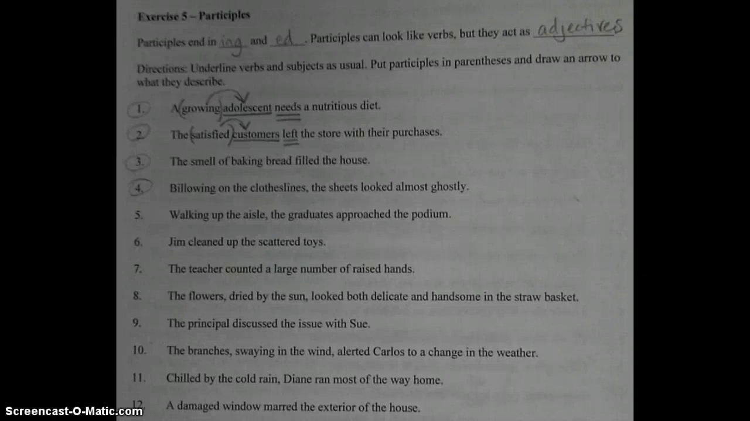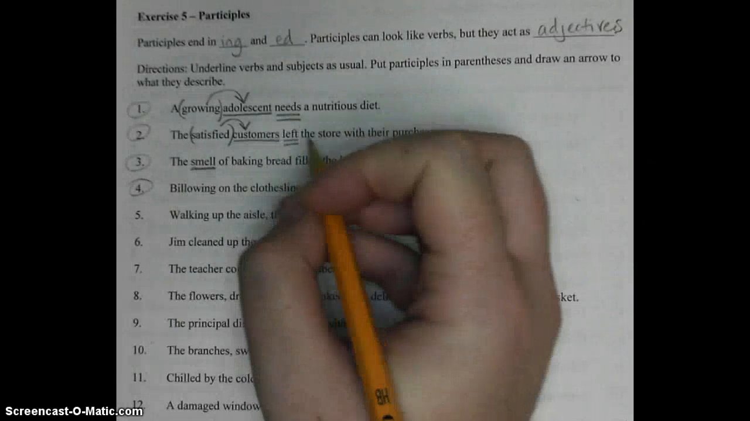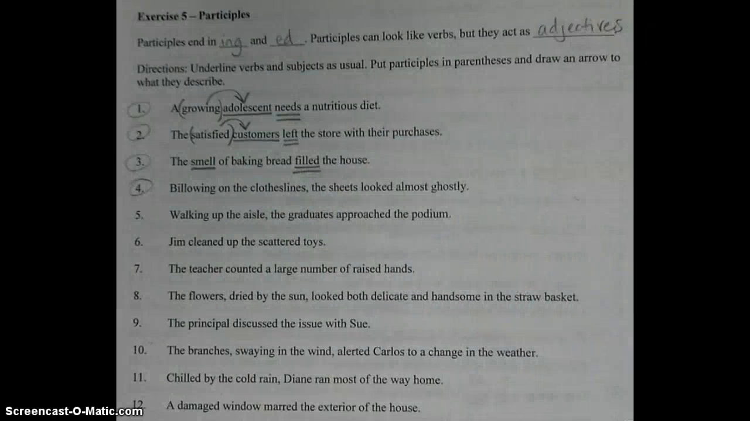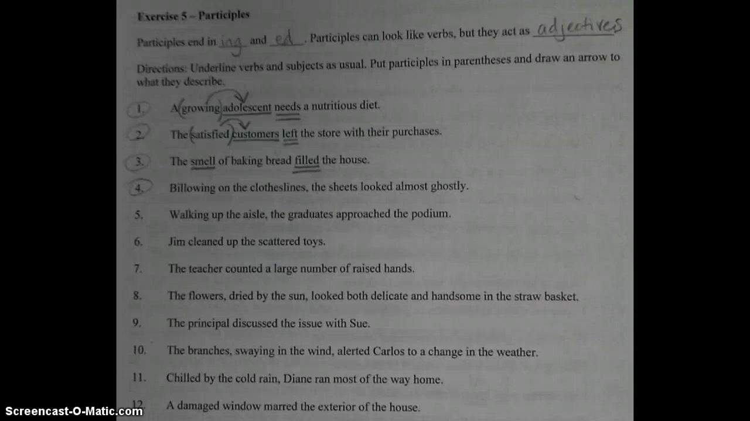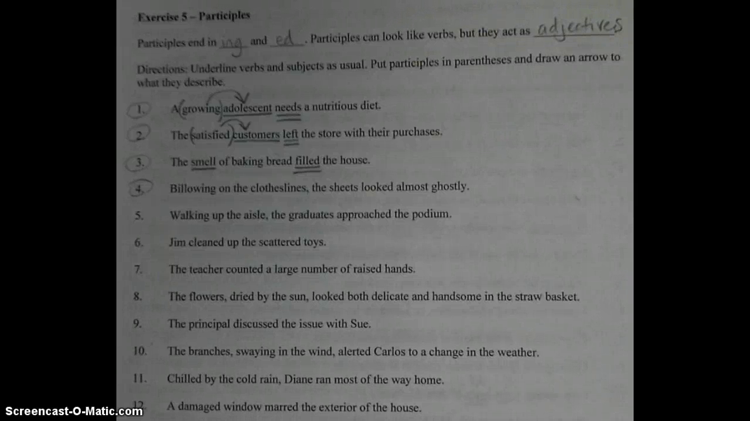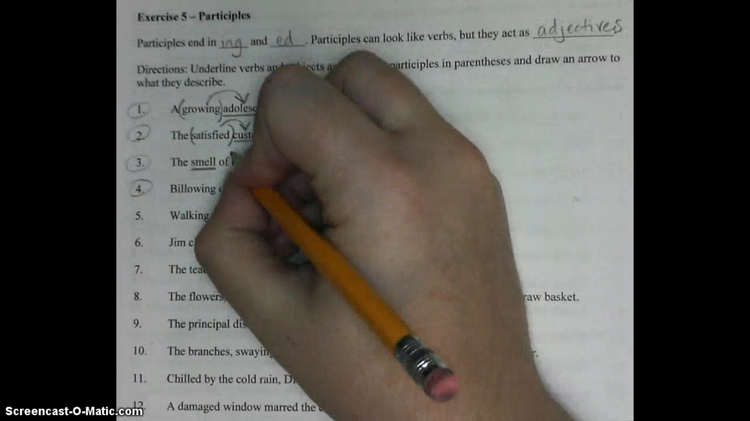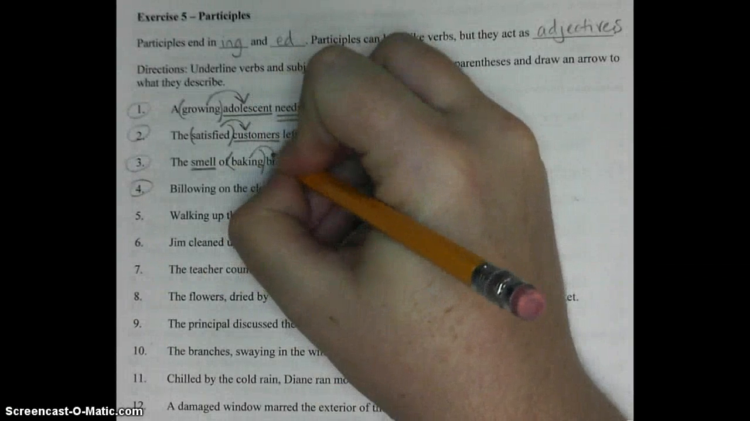The smell of baking bread filled the house. This can be tricky, because sometimes we want to think that it's the bread that filled the house, but to be entirely accurate, it's the smell of baking bread that filled the house. So smell is the subject, and filled is the verb. So where's my participle? Well, my ing word is baking. What noun is baking describing? What is baking? It's the bread that's baking. Parentheses and an arrow.